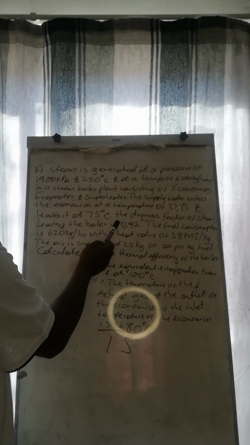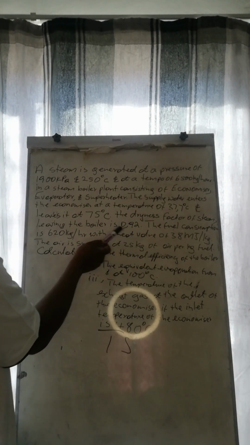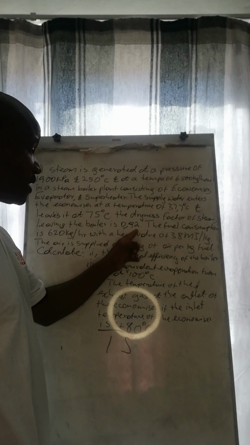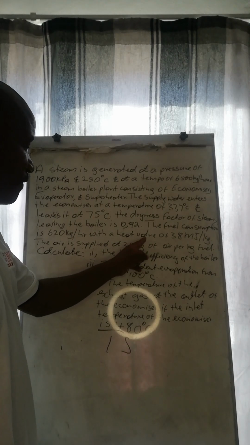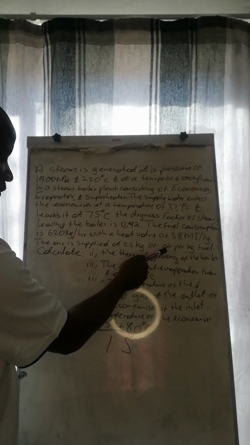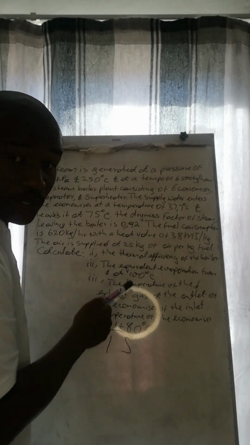enters the economizer at a temperature of 37.7 degrees Celsius and leaves it at 75 degrees Celsius. Is it 75? I will just confirm. The dryness factor of steam leaving the boiler is 0.82. Very, very important. The fuel consumption is 620 kilograms per hour with a heat value of 38 megajoules per kilogram. And the air is supplied at 25 kilograms of air per kilogram of fuel.